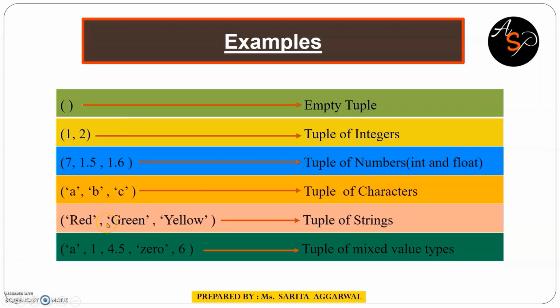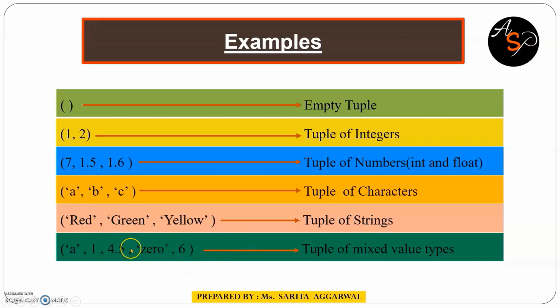Next one is tuple of strings. Strings क्या हैं? Strings are the sequence of characters within the quotes. All the characters किसमें enclosed हैं? Within the quotes. So this is a string and there are 3 strings, red, green and yellow.